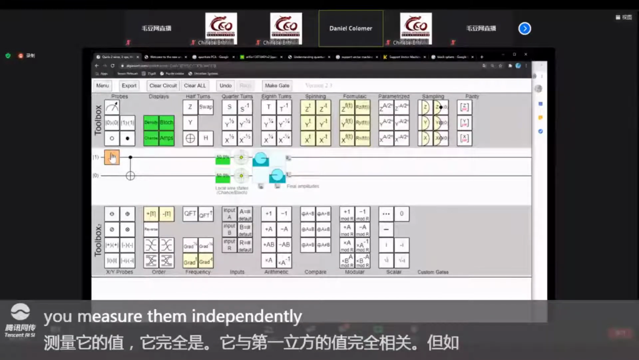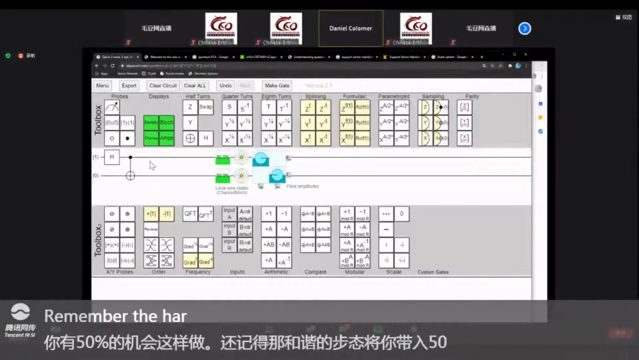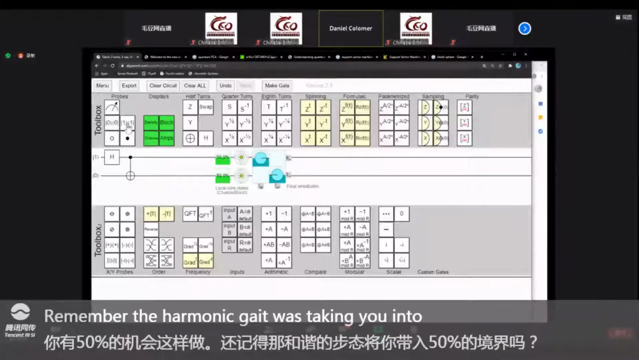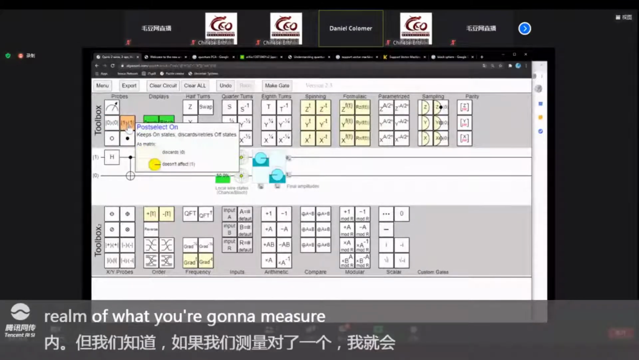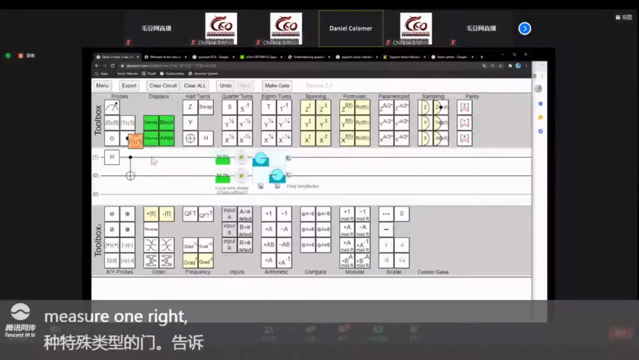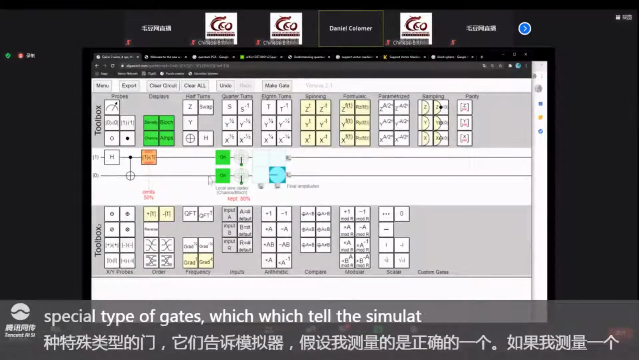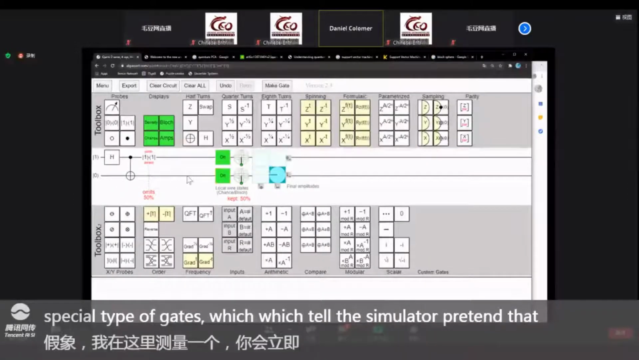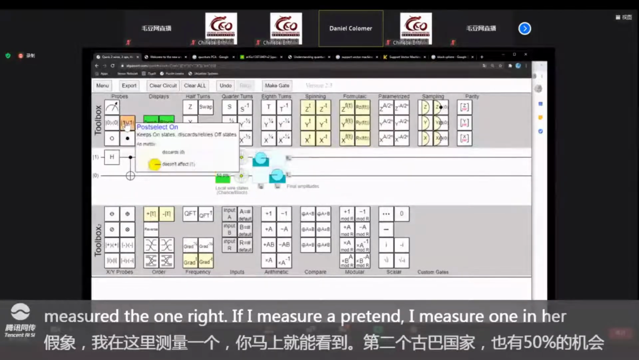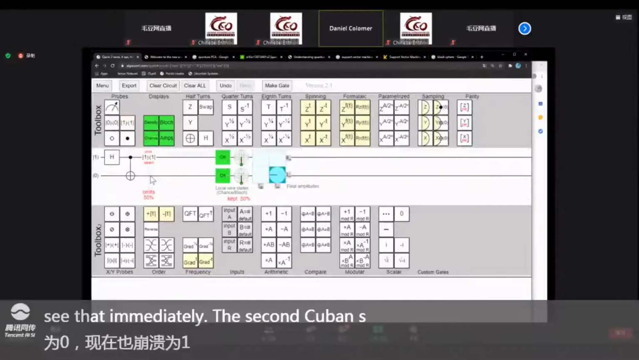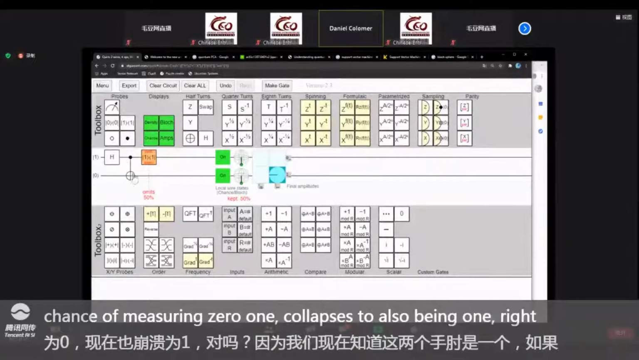Remember, the Hadamard gate was taking you into the 50% realm of whether you're going to measure 0 or 1. But we know that if we measure 1, right? And I'm going to use these gates in here, which are special types of gates which tell the simulator, pretend that I've measured a 1. If I pretend that I measure a 1 in here, you see that immediately the second qubit state, which was also 50% chance of measuring 0 or 1, collapses to also being 1, right? Because we know now that this qubit was 1, and therefore the control node must have been executed, right?